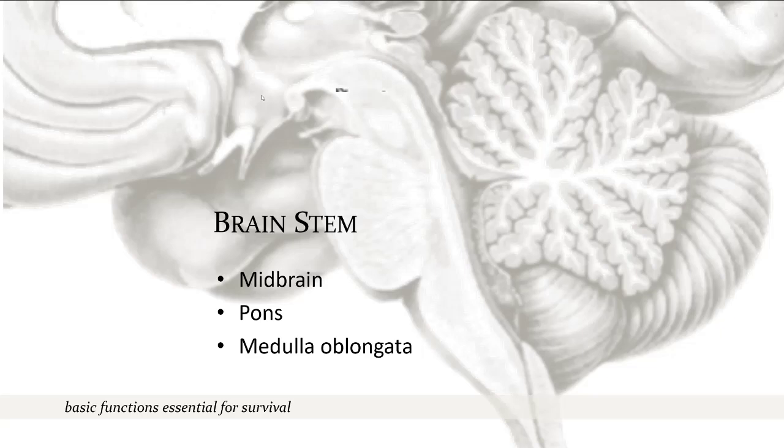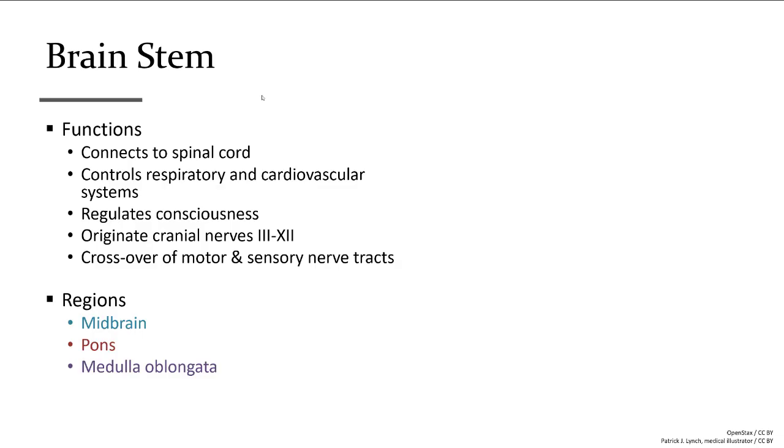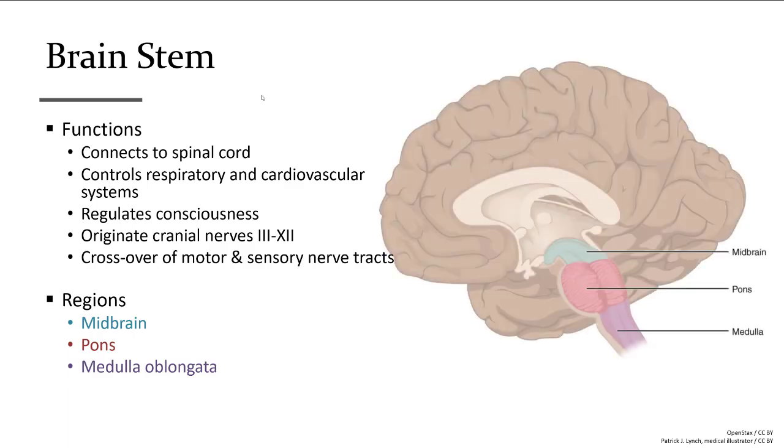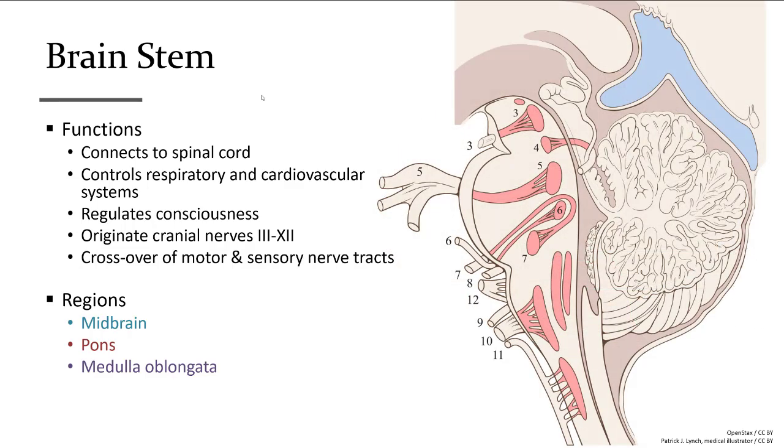Let's begin with the medulla oblongata, moving up to the pons and further up to the midbrain. The brainstem elicits functions that are essential for survival. The inferior portion of the brain, the medulla oblongata, is continuous with the spinal cord. The medulla oblongata and pons contribute to cardiovascular and respiratory functions. A large part of the network of brain structures relating to consciousness and awareness is found in the brainstem. All the cranial nerves, except vision and smell, originate from the brainstem.